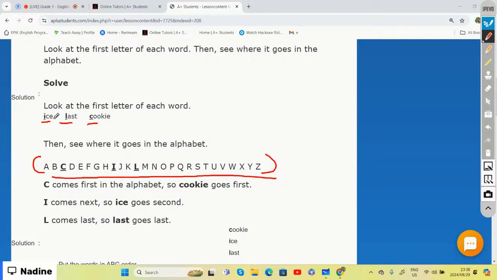Because now, if we look at the words ice, last, and cookie, here we have ice, here we have last, and here we have cookie. So if we were to put those words in order, then it is cookie, ice, and last.